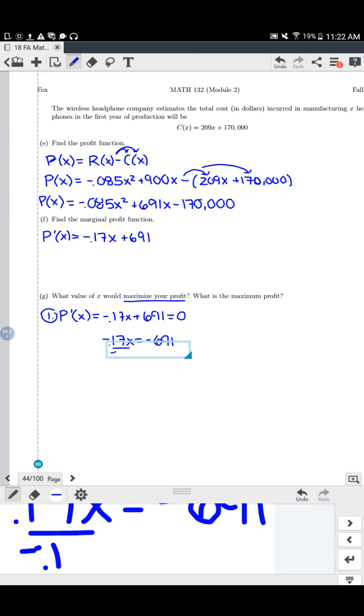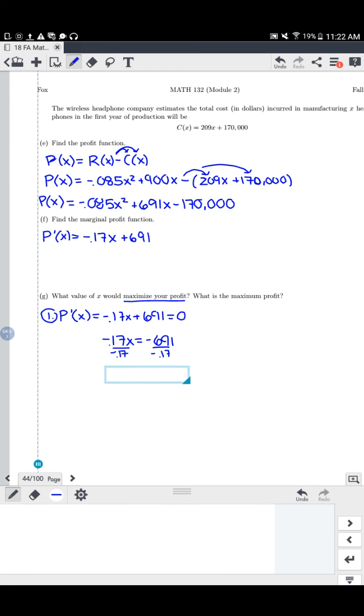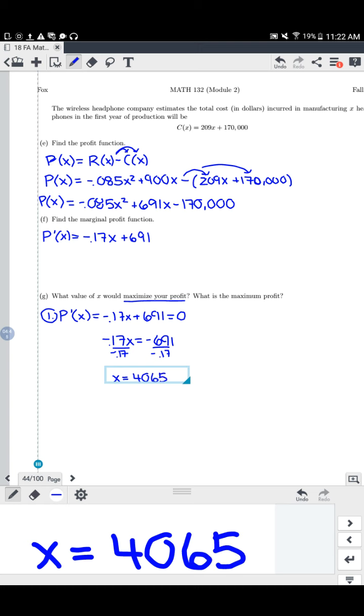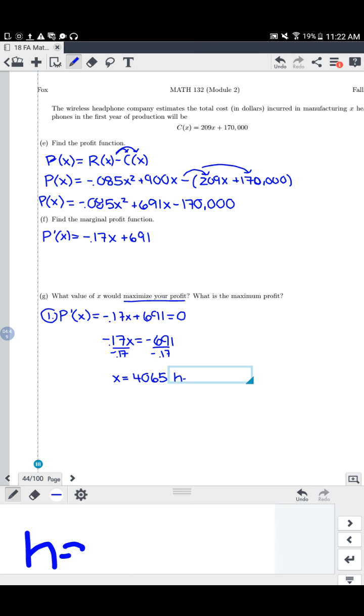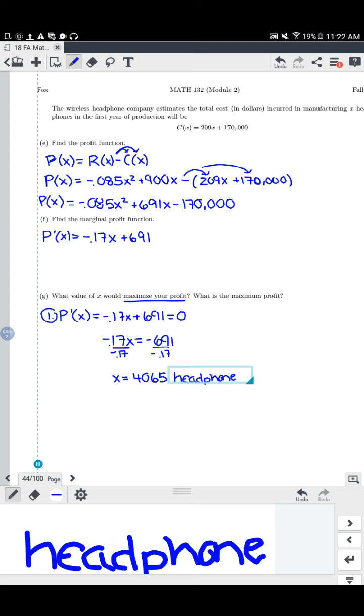And I might need my calculator for this. We're talking about headphones, so we're going to have to take the nearest whole number. And our x value that we get is about 4,065. And this is a real life problem, so we want to figure out what x means. Well, x is headphones. So to maximize their profit, we're saying you should make 4,065 headphones.